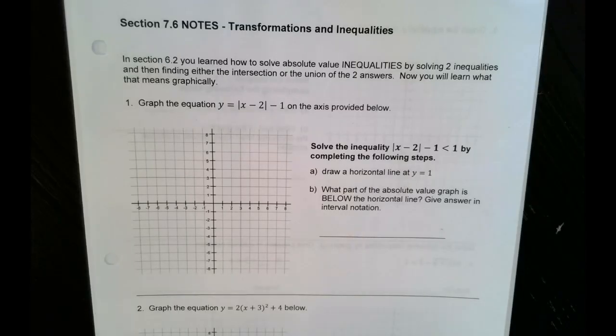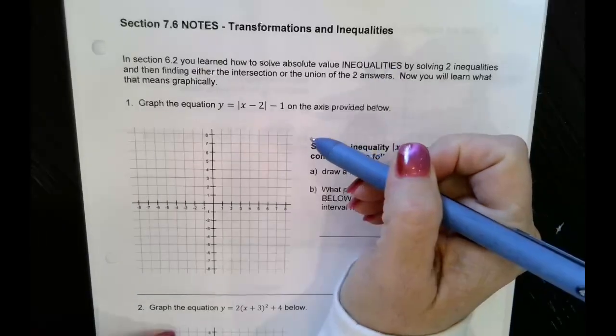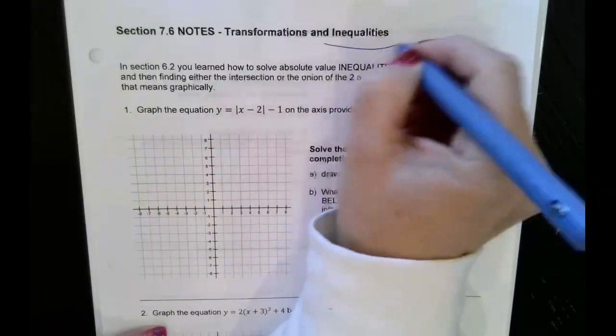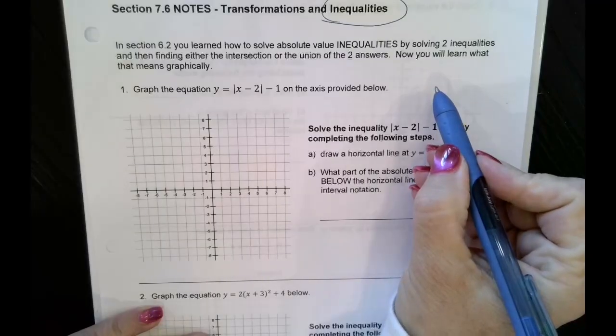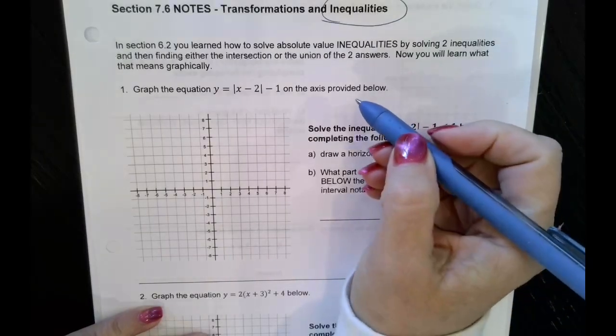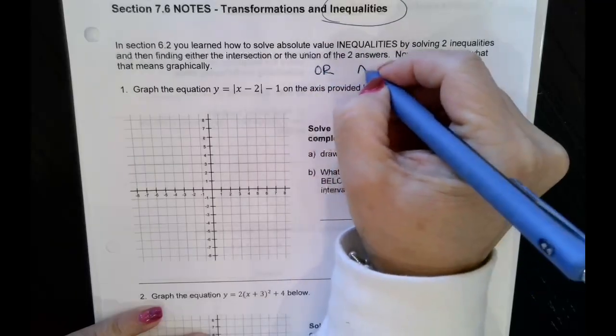All right, so one more thing that we have here, and this is transformations and inequalities. So we're going to mix all of our different transformations up, and now we're going to add this inequality back in. Okay, so what we did earlier when we solved inequalities is we said that we could have a union or an and. So we could have an and or an or.